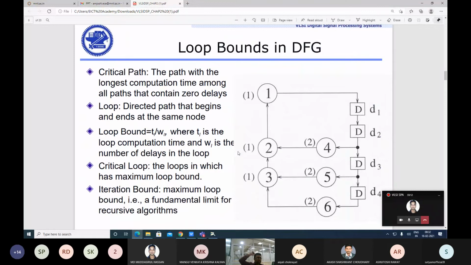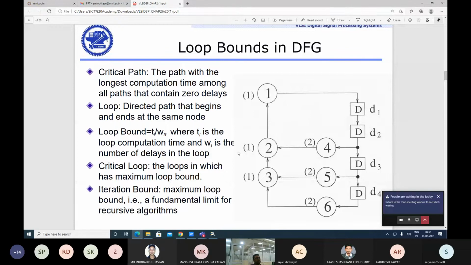Now talk about the iteration bound, how we can find out the iteration bound. For that, before that you need to understand some terminology. So let's talk about it. First is the critical path. We know that the critical path is the longest path among all the paths where there is no delay element, that we have seen. Loop. So loop also we know: from the point where it starts and again comes back to the same point, then we consider it as a loop.